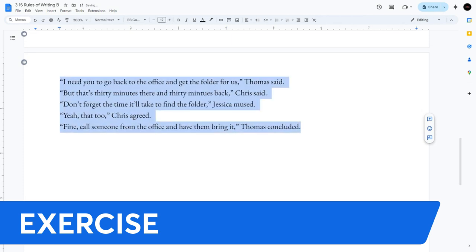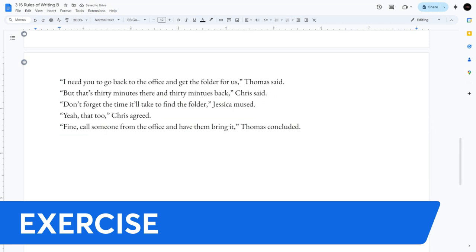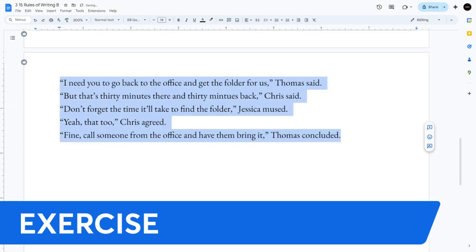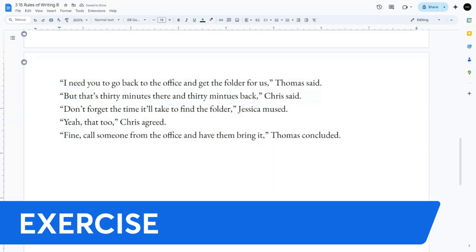I need you to go back to the office and get the folder for us, Thomas said. But that's 30 minutes there and 30 minutes back, Chris said. Don't forget the time it'll take to find the folder, Jessica mused. Jessica, such a nice lady. Yeah, that too, Chris agreed. Fine, call someone from the office and have them bring it, Thomas concluded.